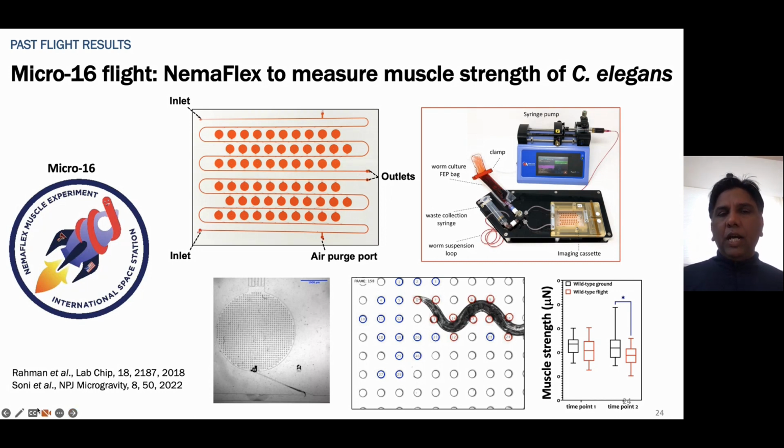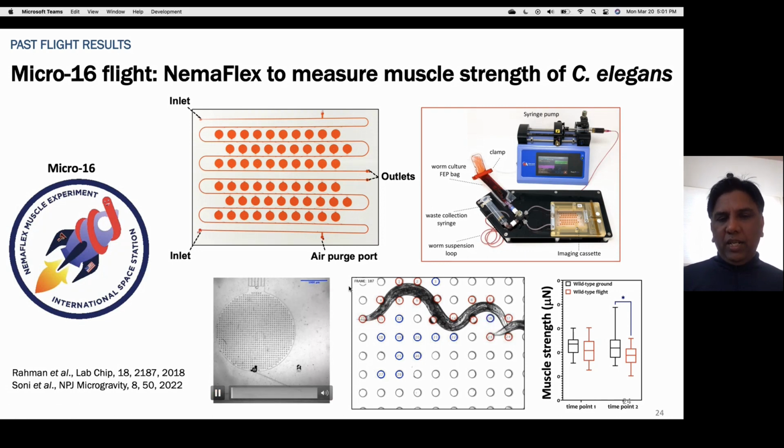On the left is showing how we load animals into the device through this narrow neck, allowing us to have only an individual or two inside this chamber, which allows us to record its motion as it's deflecting these pillars. On the top right is the flight hardware, which was flown to the International Space Station, and where the astronauts were able to inject the worms which were in the bag into the fluidic device, and then take the device and do imaging on an inverted scope.